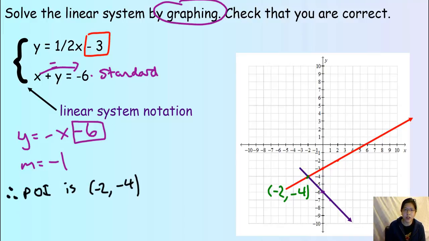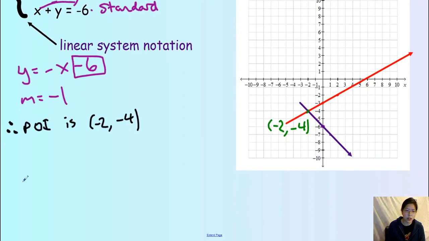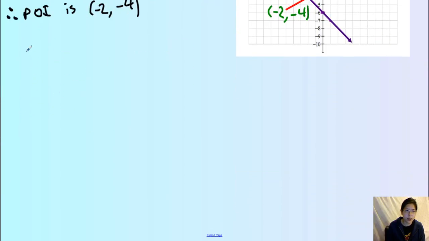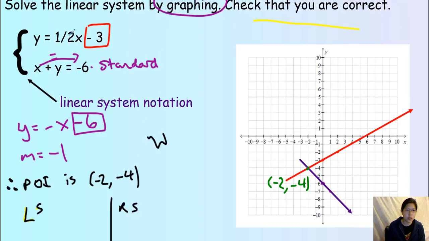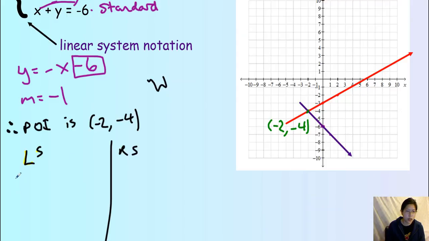Now the second part of the question was to check that you are correct. This goes back to when you were solving equations. You're checking that your left side is equal to your right side. So I'm going to put the left side equation as this one. It's already in slope y-intercept form. So half x minus 3 should be equal to your negative x minus 6.